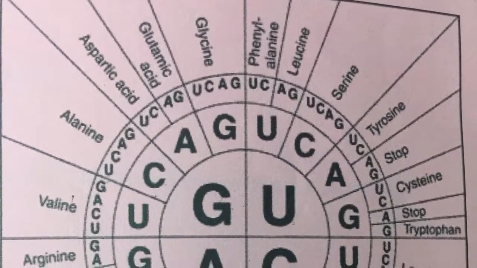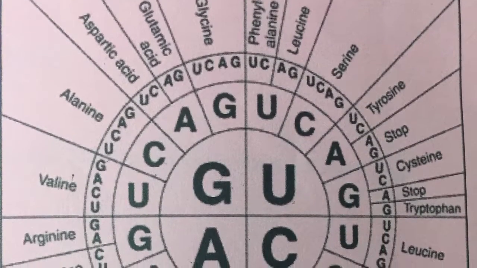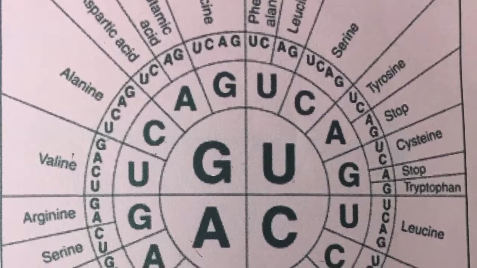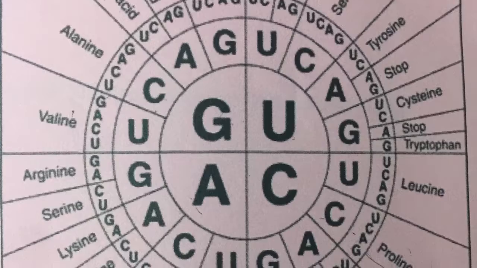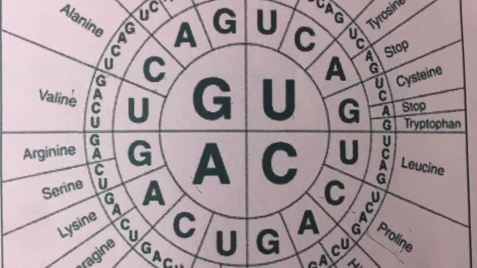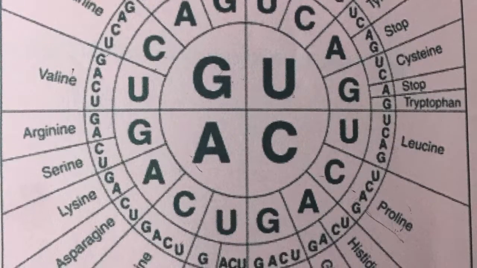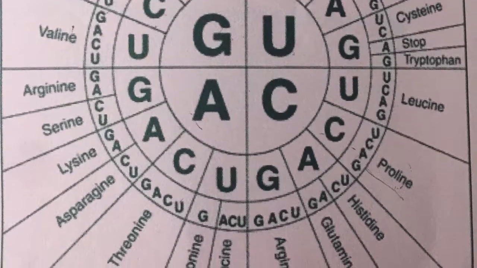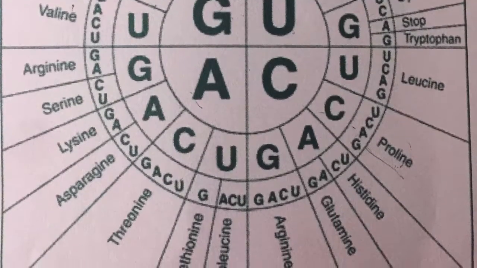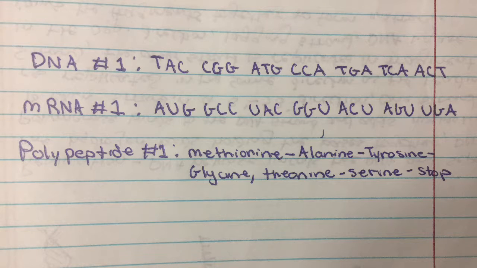So for this next slide, I have a codon wheel, and I'm going to figure out what my amino acid sequence is from my DNA. This isn't my real DNA or anything. This is just an example from a book I worked on a while ago.